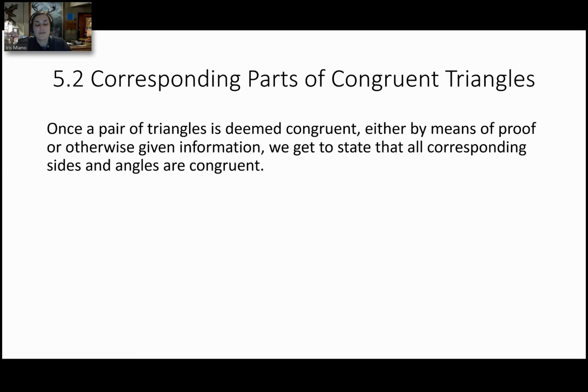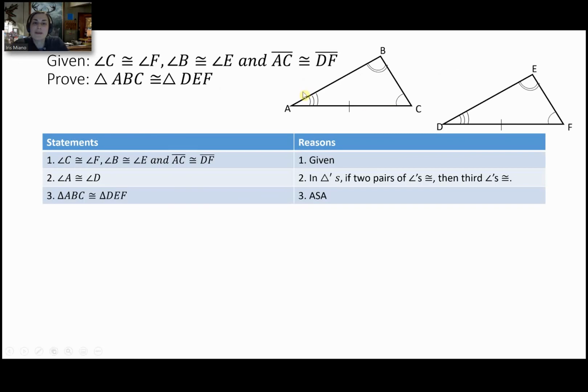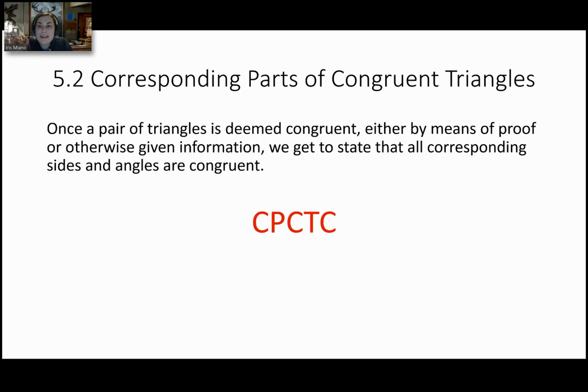So that means, for instance, just going back to this example real quick, once these two triangles are proven to be congruent, let's say the proof statement was that I needed to prove that line segment AB is congruent to line segment DE. Well, then I could make that claim right after this third line and say that corresponding parts of congruent triangles are congruent, or CPCTC.